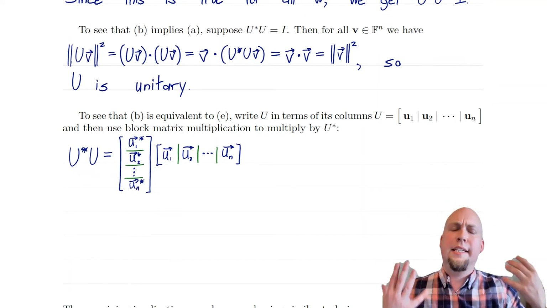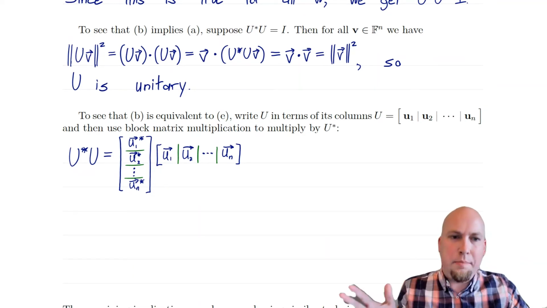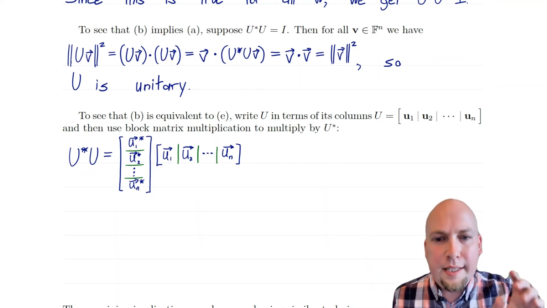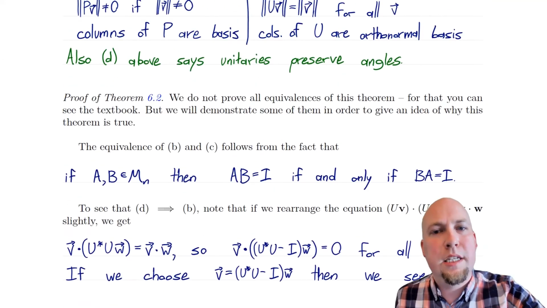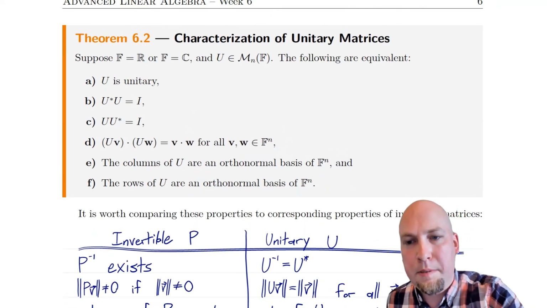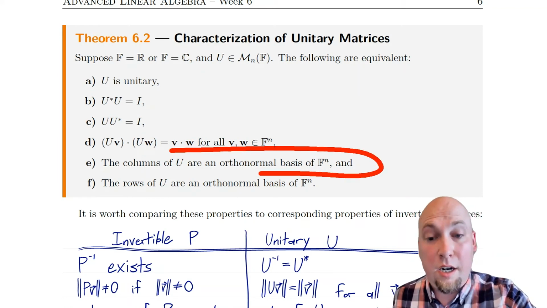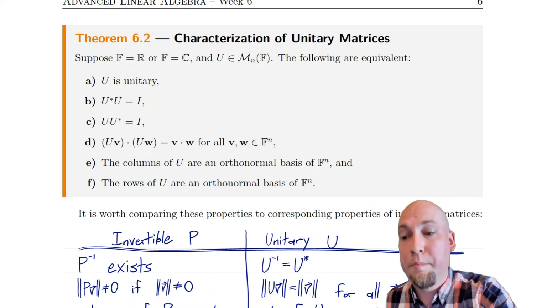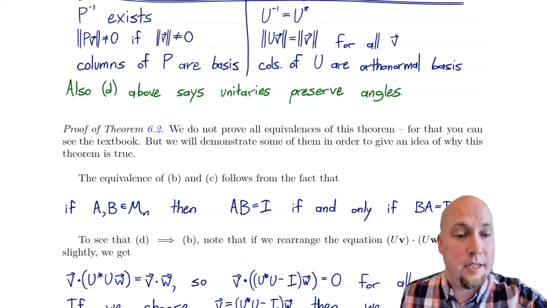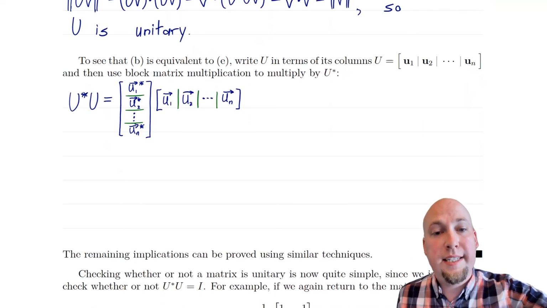All right, and then the last one that we're going to go through here. There are more implications to show, but this will maybe be enough. Let's see that property B is equivalent to property E. Property B, again, U star U equals I, we're going to show that that's equivalent to the columns of U forming an orthonormal basis of the vector space that the matrix acts on. Let's see why those are the same as each other.